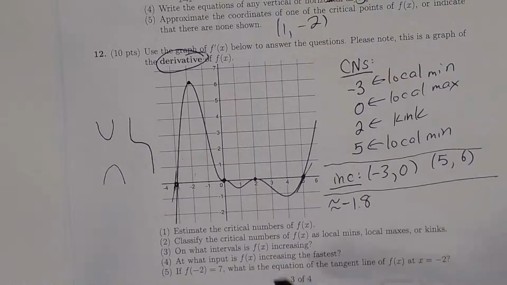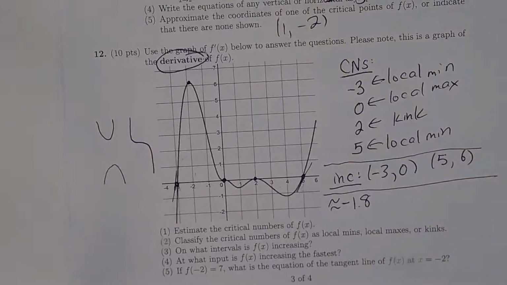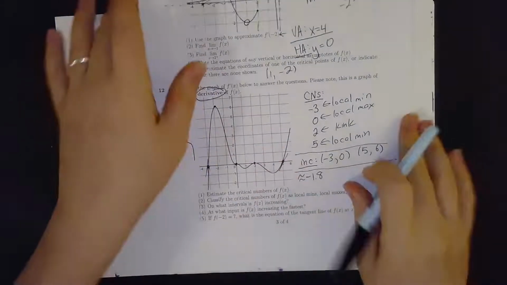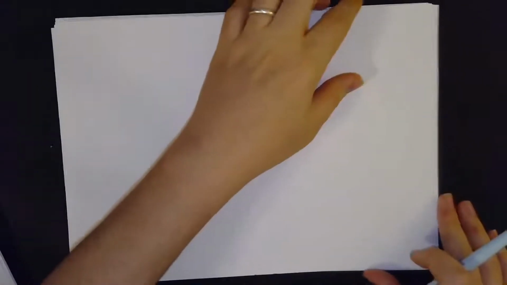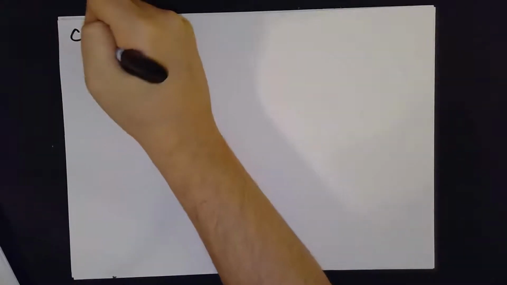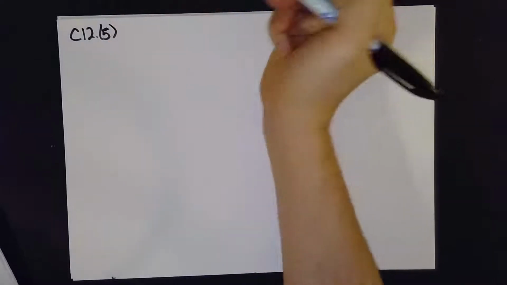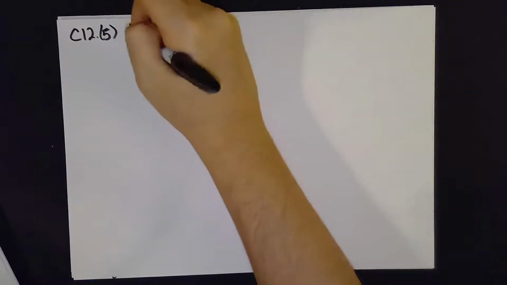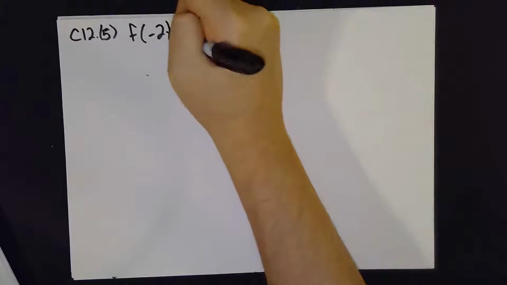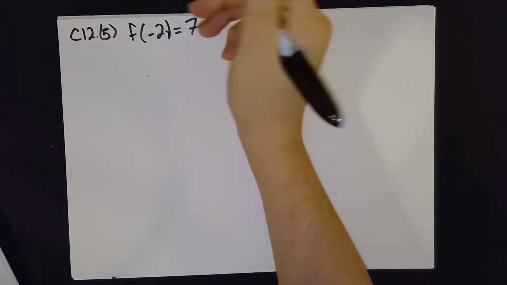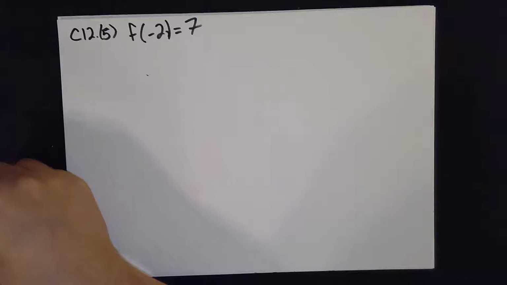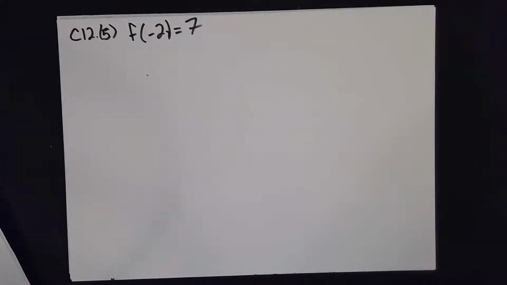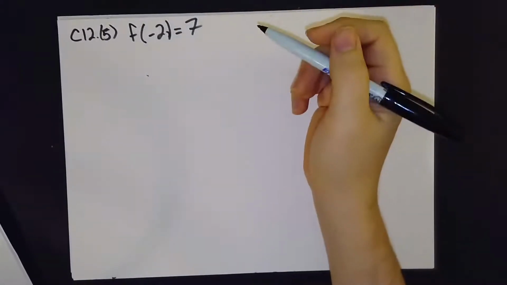Last up, it asks about the equation of the tangent line. So I'm going to go ahead and switch back to zoomed out mode. And so this is C12.5. Okay, so we want the tangent line, and it tells us that f of -2 is 7. Okay. So it then asks for the equation of the tangent line.